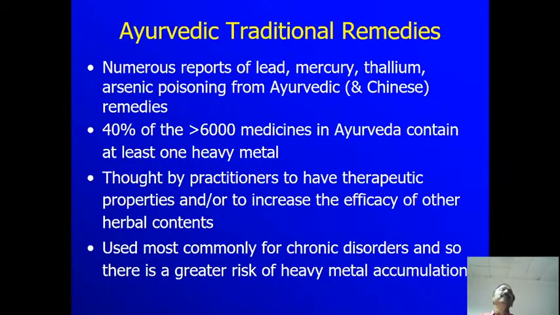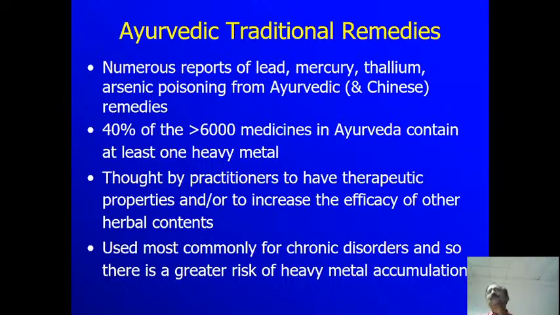Another source is that we have the great science called Ayurveda, which uses metals. A large number of metals, including lead, are used for treatment. Not only in Ayurvedic but also in Chinese remedies, you have lead being used. And 40% of Ayurvedic medicines have one or other heavy metal in them.